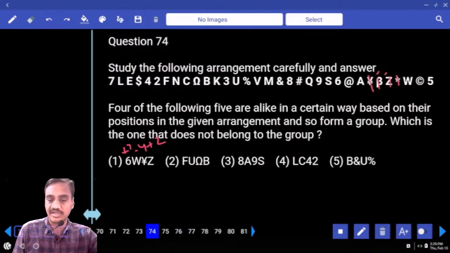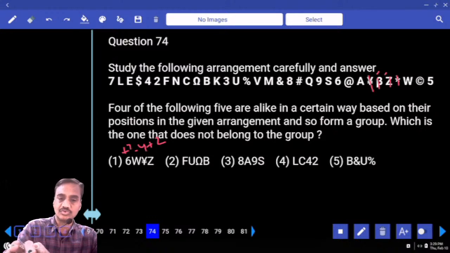And the next one, second: F and U. From F to U, 1, 2, 3, 4, 5, 6, 7. Yes, the first element is plus 7. And U and omega, 1, 2, 3, 4, minus 4. Then omega and B, it is plus 1. So it is plus 7, minus 4, plus 1. Are these two different or not?